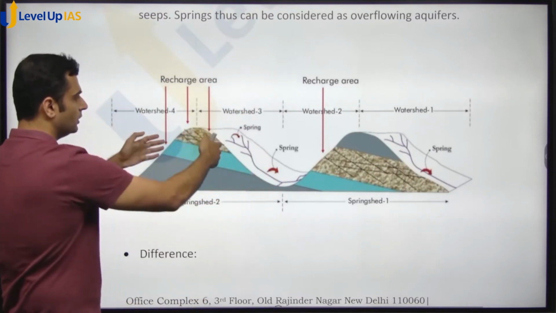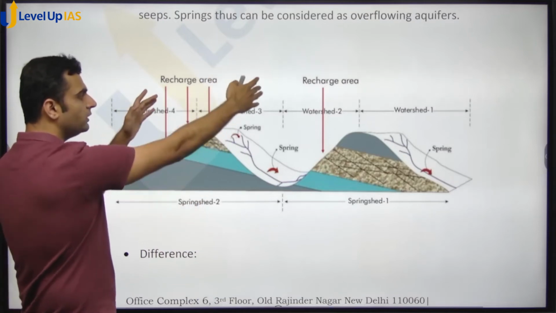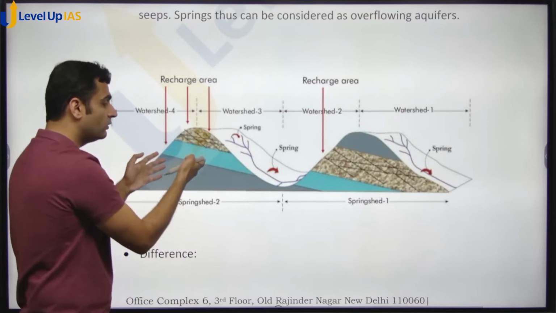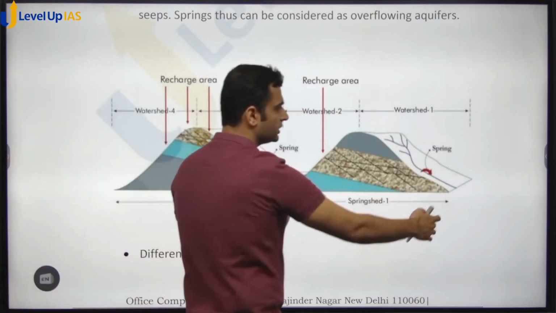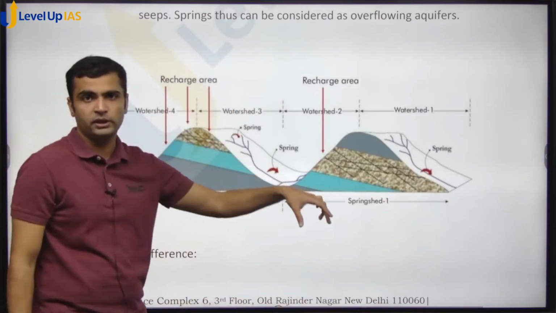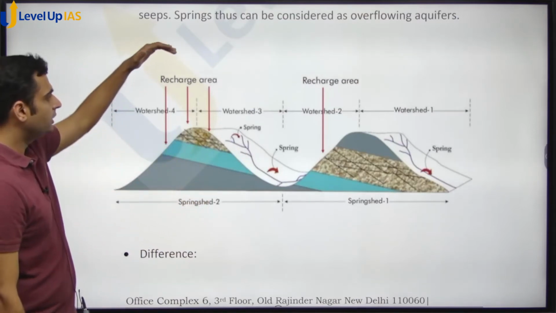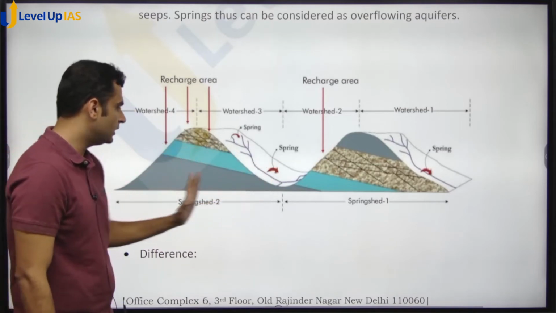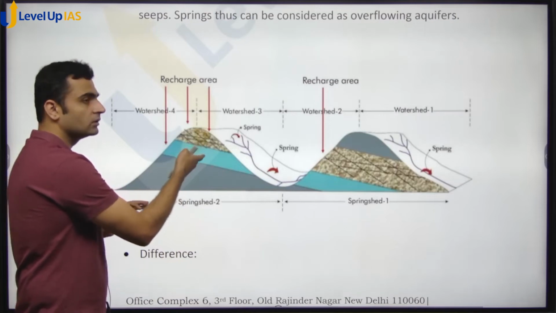Any water that is falling on this area will ultimately lead to this spring shed, or this aquifer rather. So this is one spring shed and this is another spring shed. I hope I am clear. Any spring that is flowing will derive its water from this aquifer, and any water that is falling on this area will ultimately lead to this common aquifer.